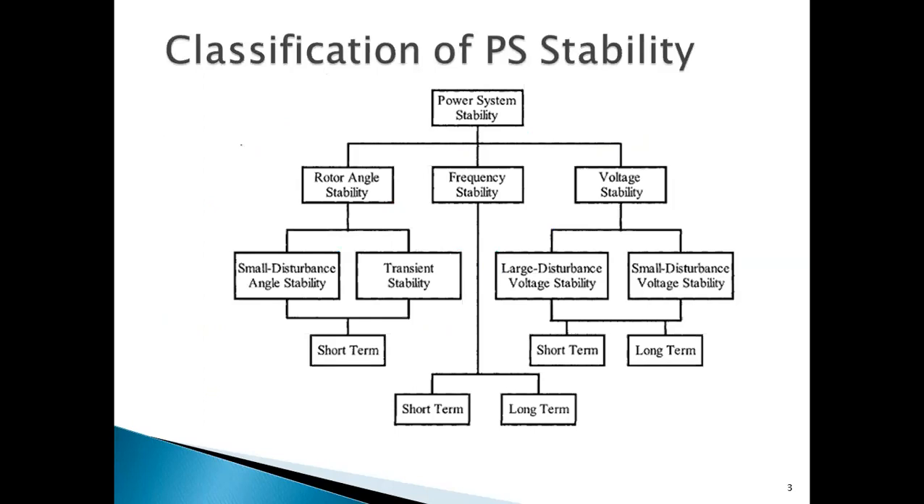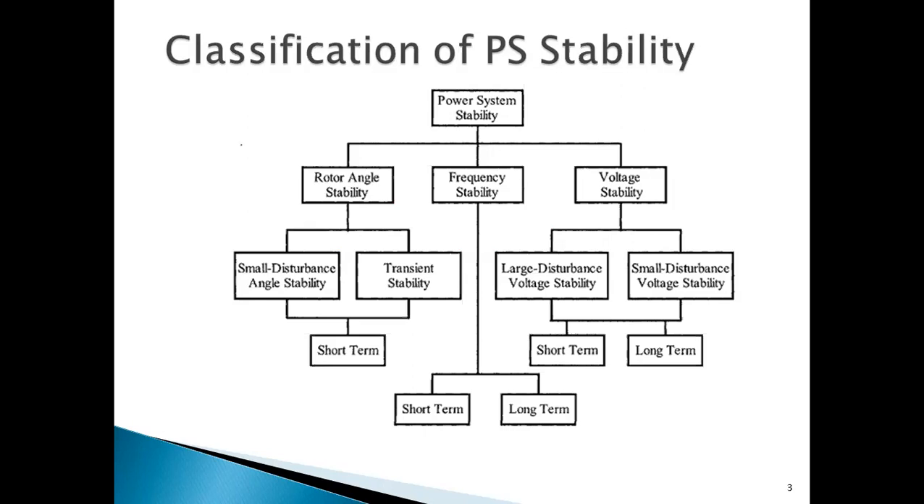Let me recollect once again how the power system stability is classified. As you see here, power system stability is classified into three categories: rotor angle stability, frequency stability, voltage stability. Further, rotor angle stability can be classified into small disturbance rotor angle stability and transient stability. Further, it can be classified based on time frame as short term and long term. Whereas rotor angle stability will come under short term stability. The second category is frequency stability. Based on time frame, frequency stability can be classified into short term and long term frequency stability.